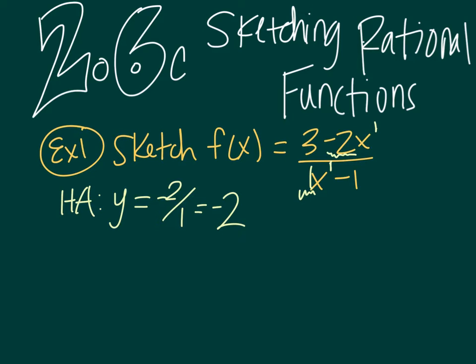The vertical asymptote is determined by where the denominator equals 0. Since there were no factors that canceled out, it's not going to be a hole. So I know that where x equals 1 is going to be a vertical asymptote.